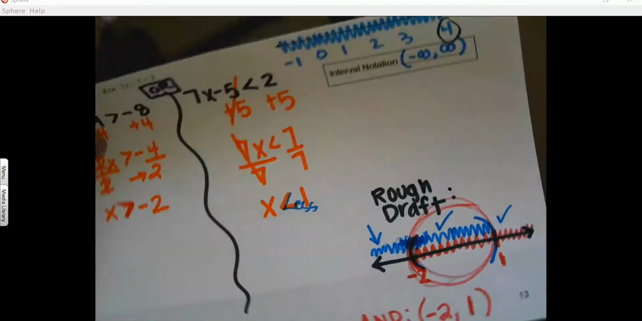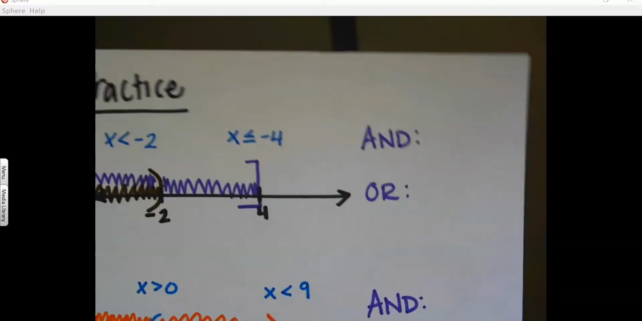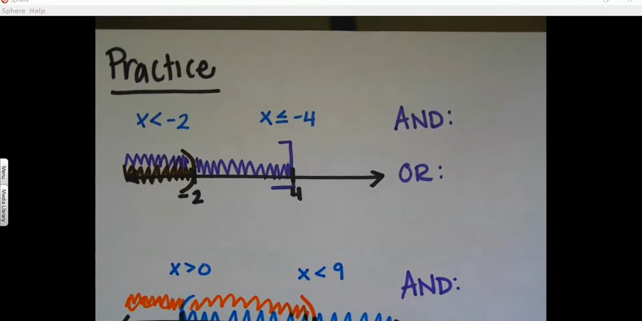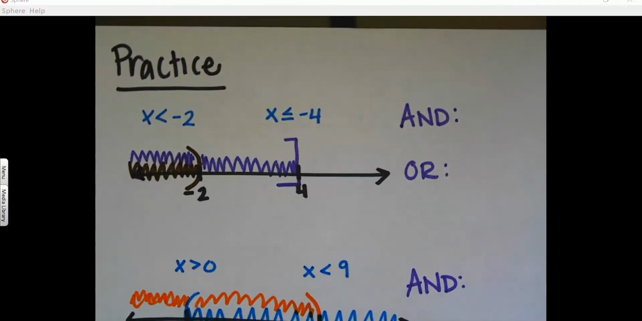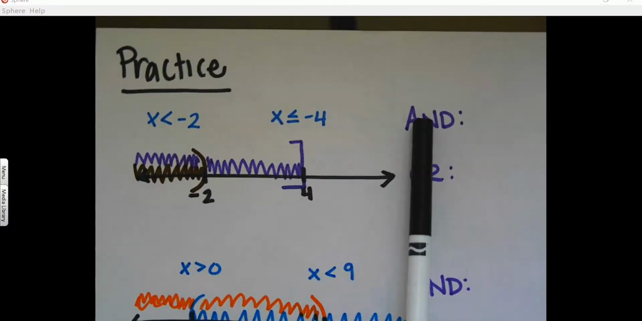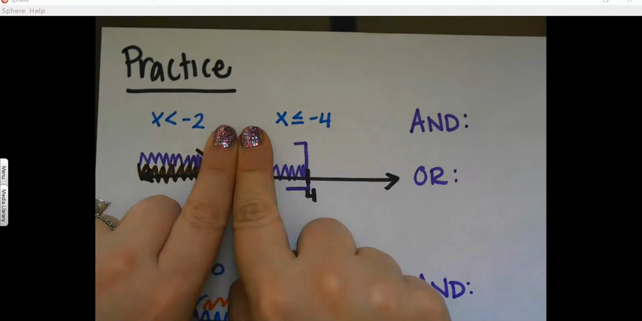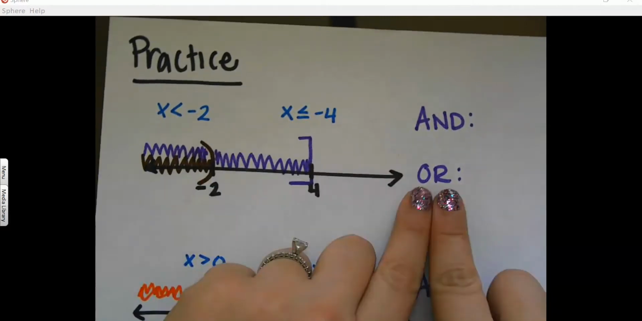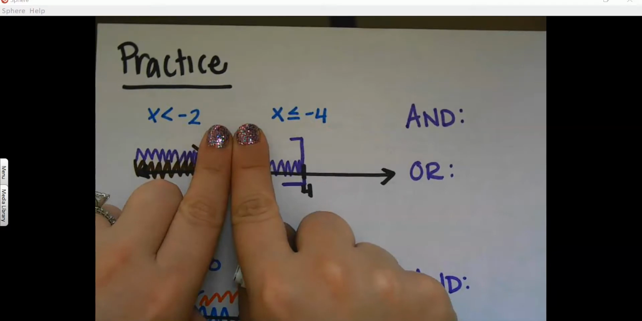Okay, so now let's take a quick second to practice a little bit more. This is not in your note packet. What I'd like you to do is get a separate sheet of paper or use the side of your note packet, pause the video, and tell me what you would put for your answer if in between these it had the word and. And then tell me what the answer would be if in between them I put an or.